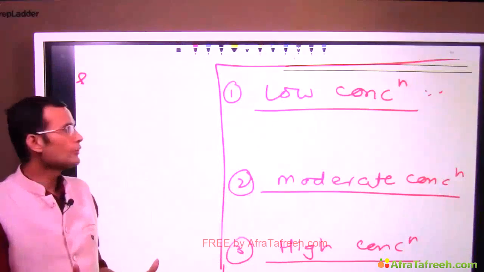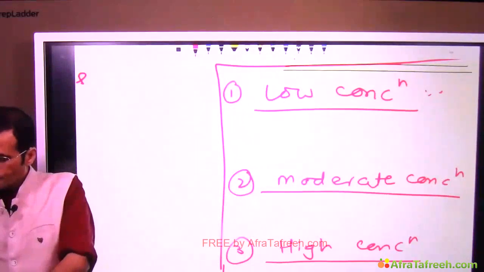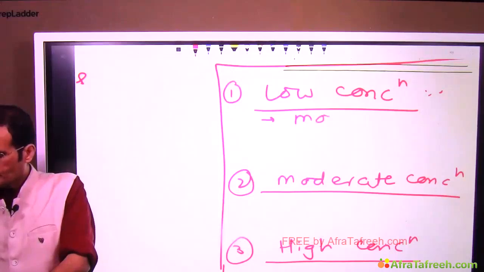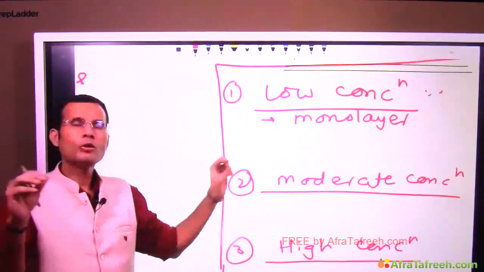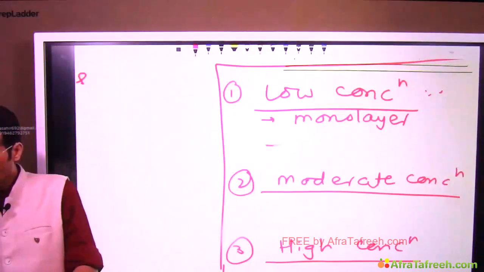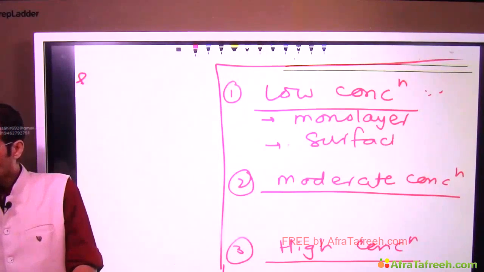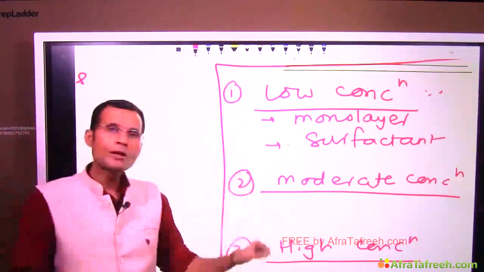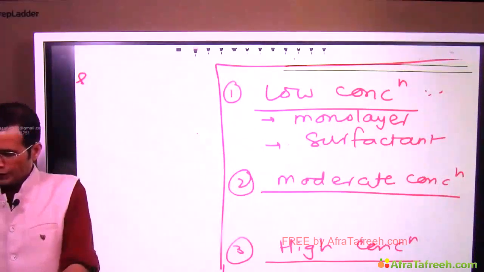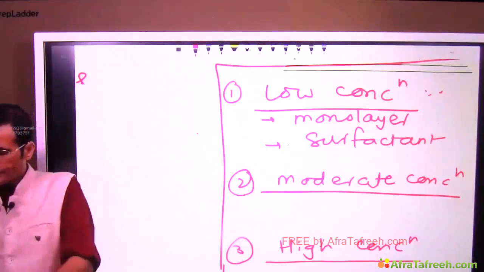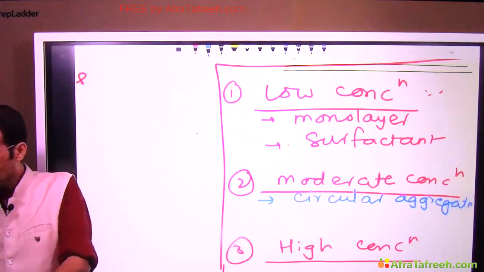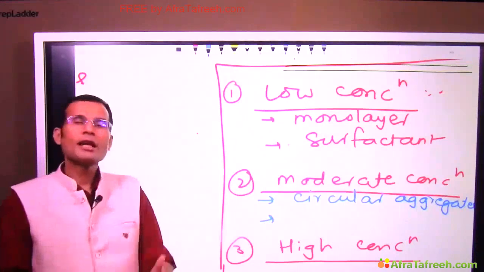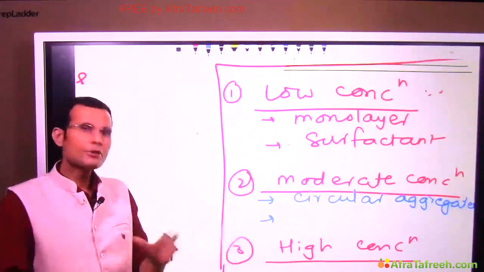At relatively low concentrations, phospholipids will form a single layer of lipids, a monolayer. Just one row of lipid molecules. Where do you find this? An example is surfactant. Surfactant is a monolayer of phospholipids and other lipids. At moderate concentrations, they will form circular aggregates, and by now you might have realized what I am talking about. The circular aggregates of phospholipids.